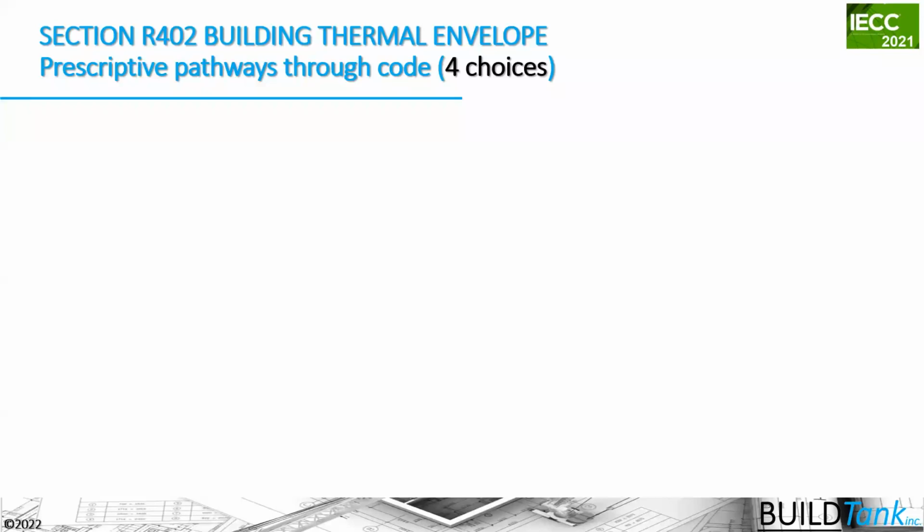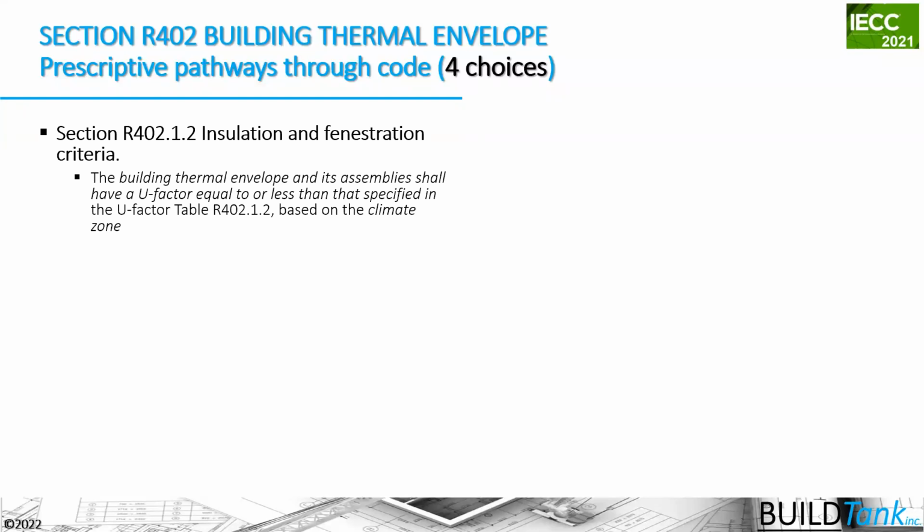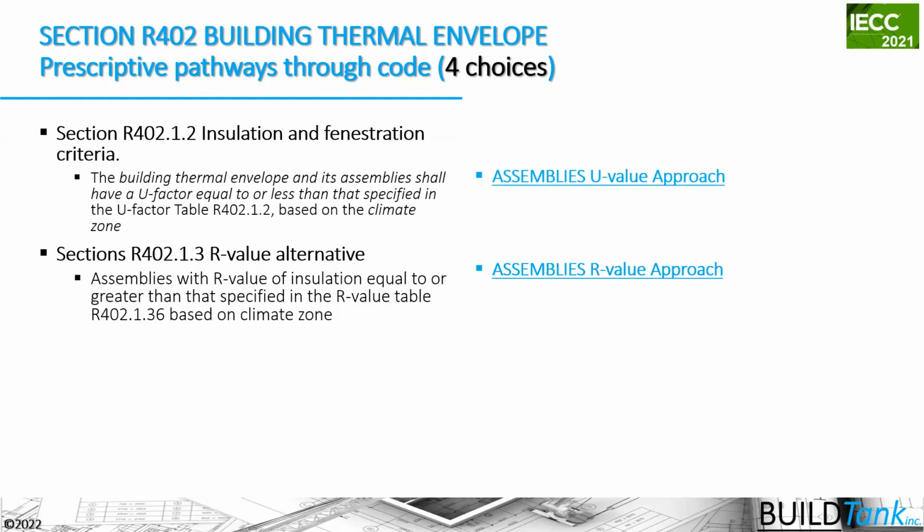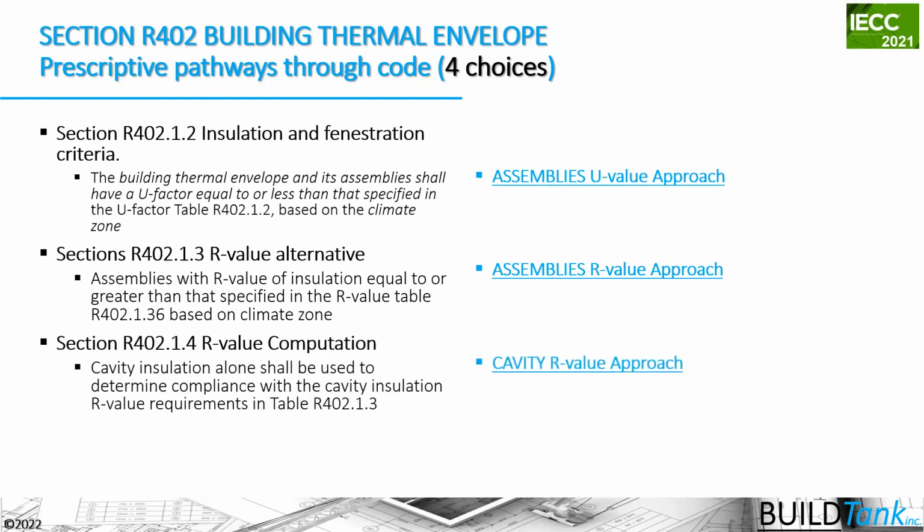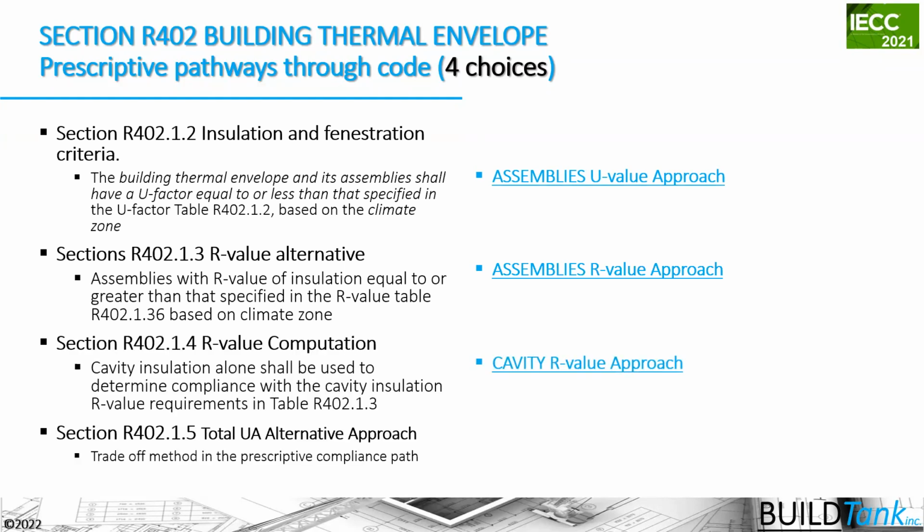So there's actually 4 options within these prescriptive section of the code, this R402 section of the code, that you can choose to demonstrate compliance. There's what we call the assembly U value approach. There's the assembly R value approach. There's the cavity R value approach, and there's the area weighted U value or potential trade-off approach.